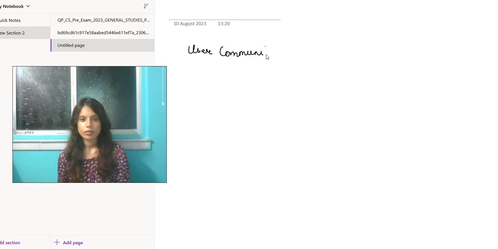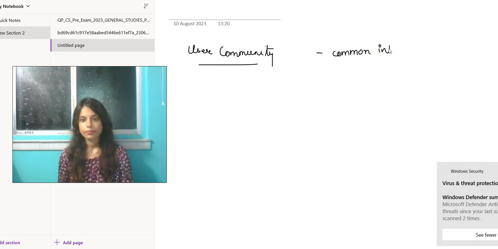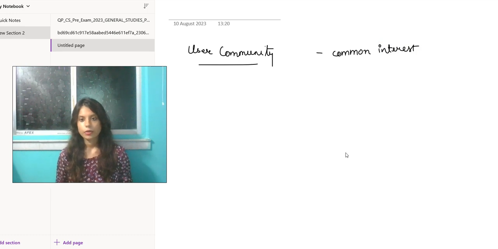So what is a user community? User community is a group of people. We can say community means obviously it's a group of people who share a common interest, and that also for a particular product. Common interest for any kind of particular product, for any kind of particular service, for any kind of particular technology. Okay, anything in which you share a common interest.